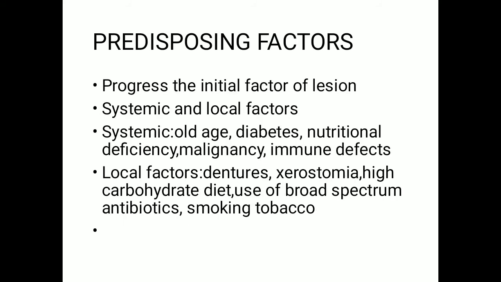Predisposing factors are of two types: systemic and local factors. In systemic factors, they are old age, diabetes, nutritional deficiency, malignancy, and immune defects. Concerning local factors, they are various dentures, xerostomia, high carbohydrate diet, use of broad spectrum antibiotics, and also smoking tobacco.